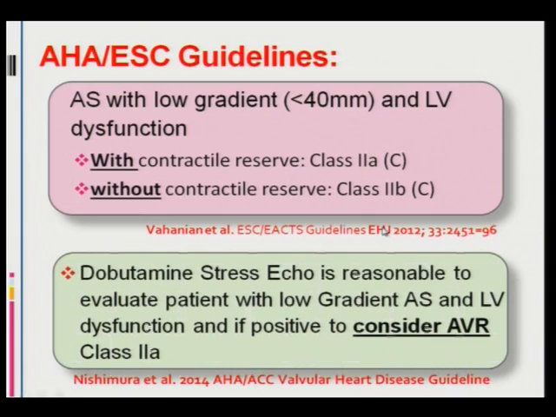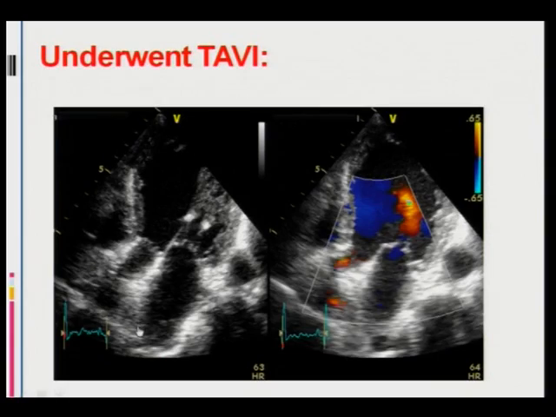In 2014, the American guidelines also aligned themselves with the European guidelines, and they said that dobutamine stress echo is reasonable to evaluate patients with low flow, low gradient aortic stenosis with LV dysfunction, and if positive with dobutamine, to consider aortic valve replacement. They called this a class 2 indication in their 2014 valve guidelines.